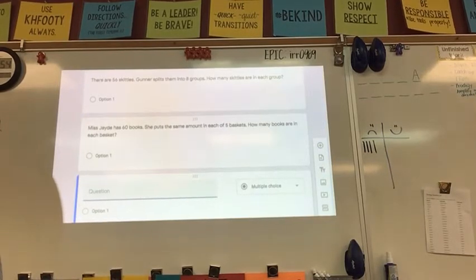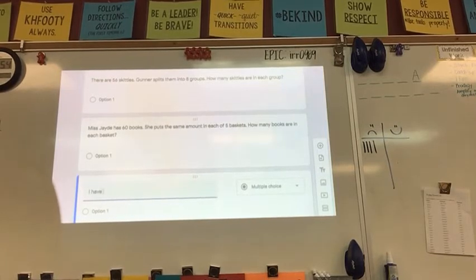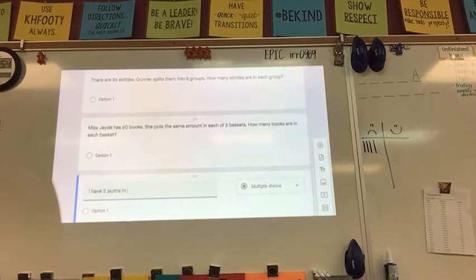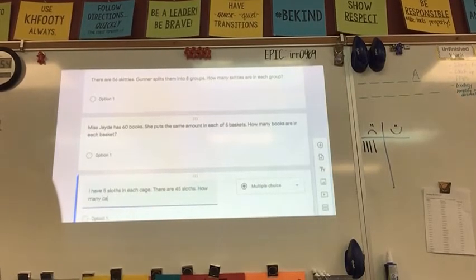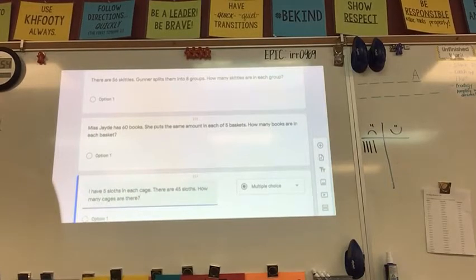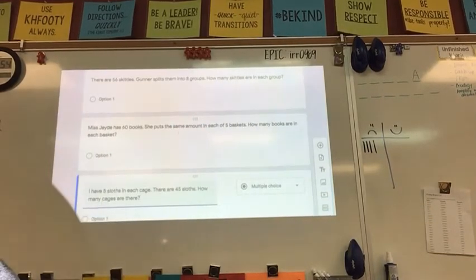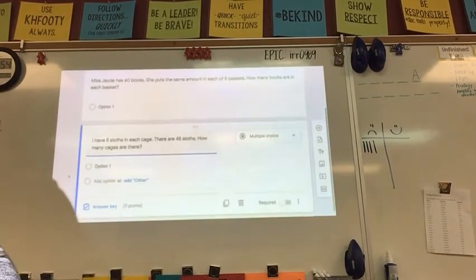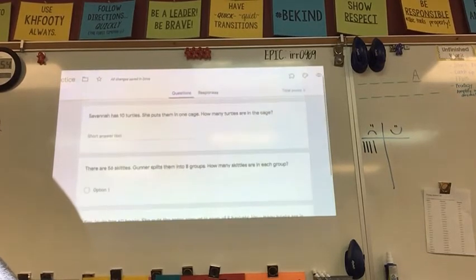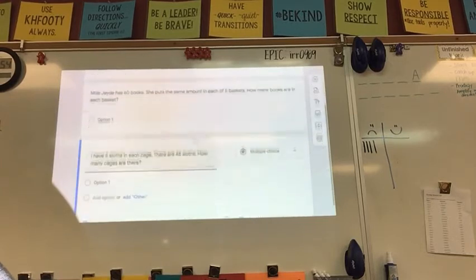Oh, Olivia. I have 5 sloths in each cage. There are 45 sloths. How many cages are there? So I've got a total of 45 and I'm putting them into groups of 5. That works. I like it. And let's see, I heard from 1, 2, 3 girls and 1 boy. It's time to hear from a boy.